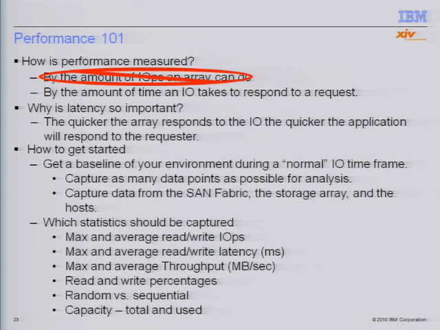So how do you want to get started? You want to do some baselines of your environment. You want to gather some statistics during a normal time frame. What I mean by normal is there are no anomalies going on in the environment. You don't have anything weird happening. You want to capture some statistics: your IOPS, your throughput, your latency, your read-write percentages, and one real interesting one is capacity, both the total and the used.